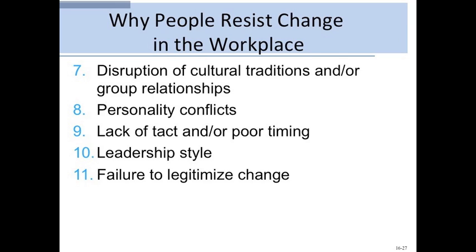Some other possible reasons for resistance to change: disruption of cultural traditions or group relationships. When people get moved, when structures get changed, people tend to lose friendships. They tend to get disrupted in terms of the way they were doing things. And people don't want that. Again, they're comfortable in their team or group environments. They're comfortable with the way they were doing things, their cultural traditions. So they don't want to see those things get disrupted.